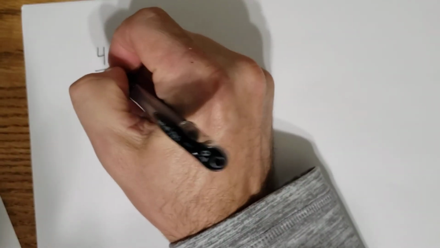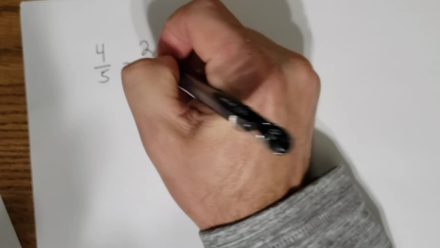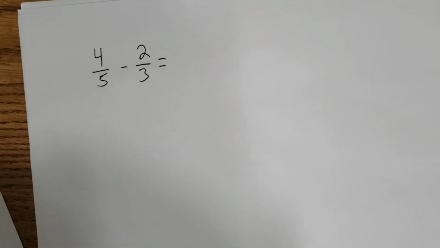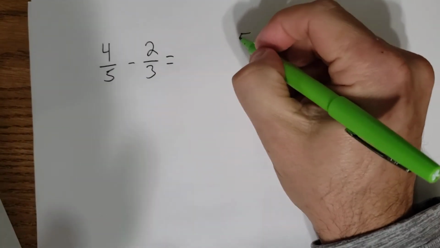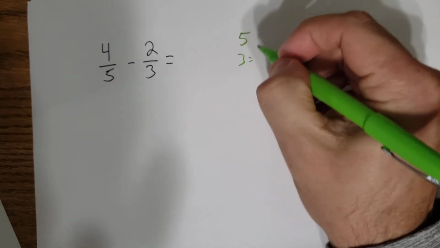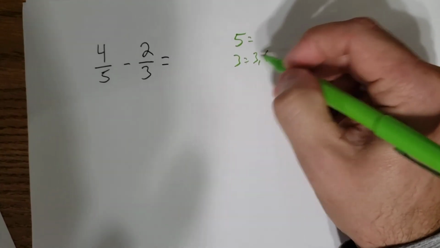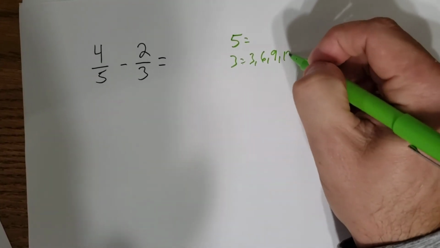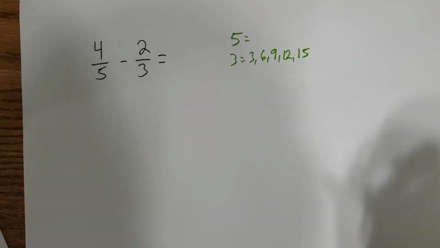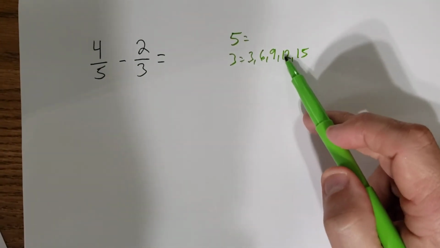All right, let's look at another one. This time we're going to work on 4/5 minus 2/3. As you can see right away, different denominators, we can't subtract them yet. We have to find the LCM in order to subtract 5 and 3. Again, I like to do my small number first and go to times 5. 3, 6, another 3 is 9, another 3 makes 12, and another 3 makes 15. So there's my times 5, times 1, times 2, times 3, times 4, times 5.